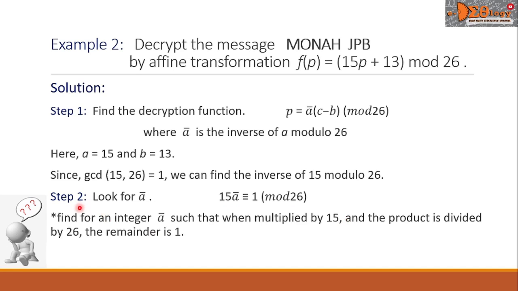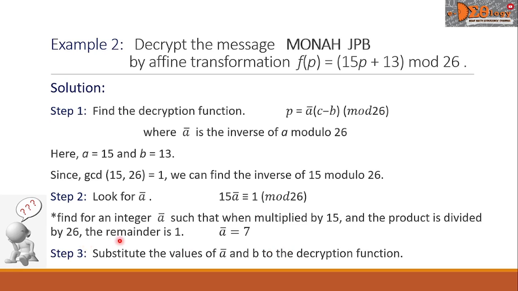So in here, we're going to find an integer a bar such that when multiplied by 15 and the product is divided by 26, the remainder must be 1. We can use trial and error. Let us use our calculator and look for that specific integer. So in this case, the a bar is equal to 7 because 7 multiplied by 15 and the product is divided by 26, the remainder is 1.